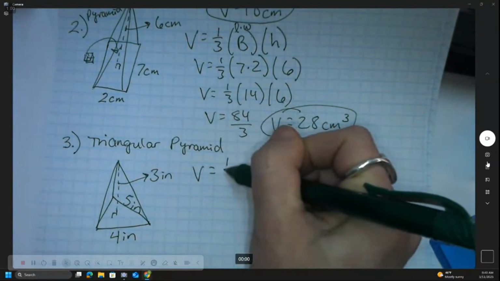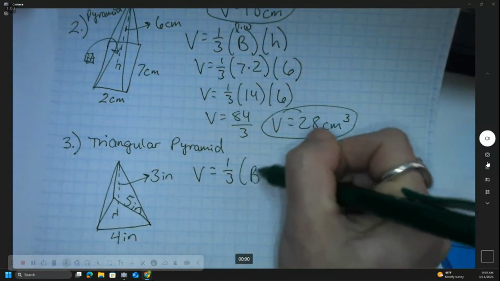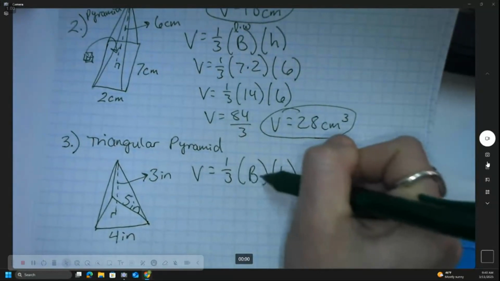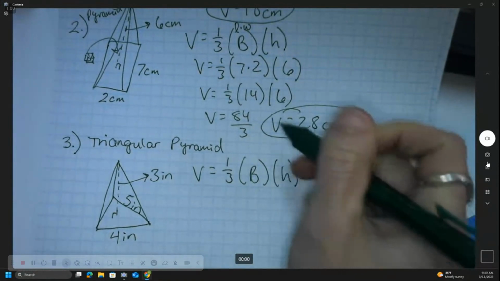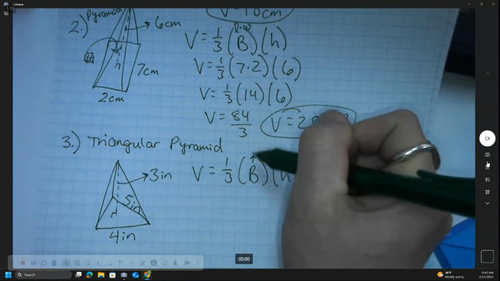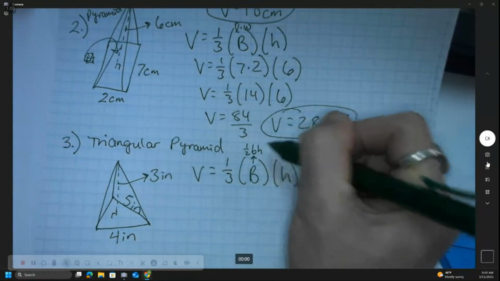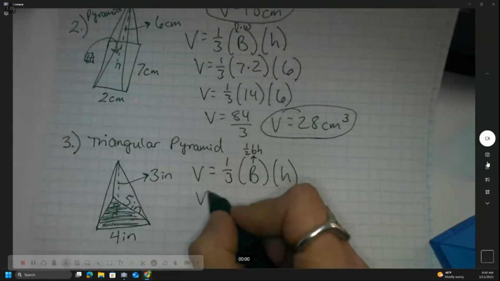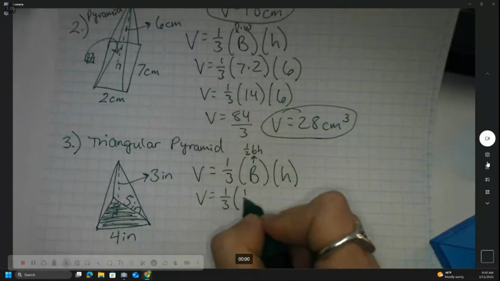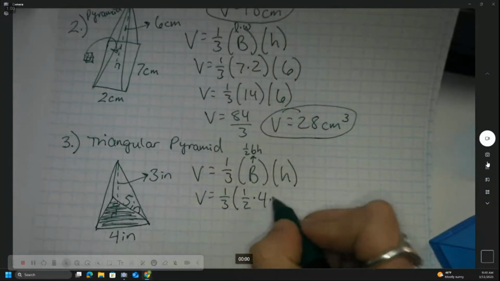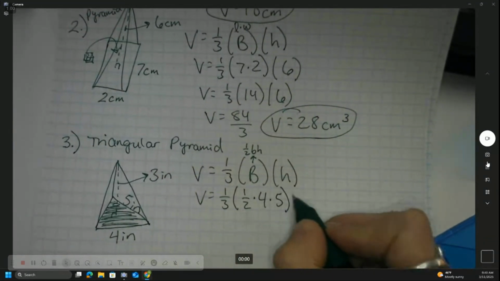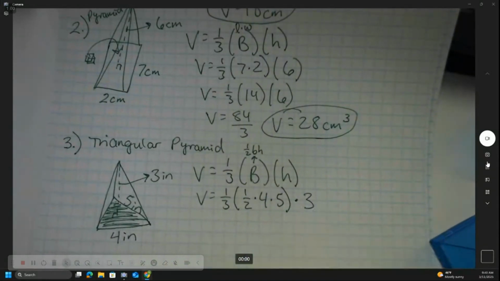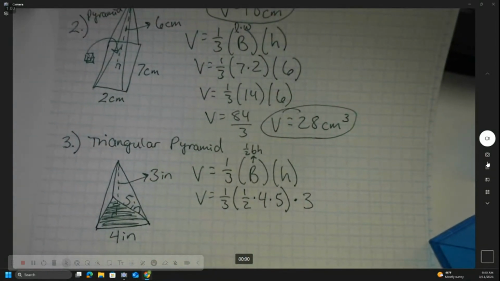Using the new formula, 1/3. This is still what you're using here, but that base is a triangle. So this part, the area of the base, is going to be 1/2 times base times height, because that's the area of solving for a triangle. So that's what we need to solve for, is the area of the base. So let's plug in what we have. 1/3 times 1/2 times the base, which is 4, times the height, which is 5, times the height of the whole pyramid, 3. Now, if you're confused with that part, pause, rewind, rewatch as many times as you need to.